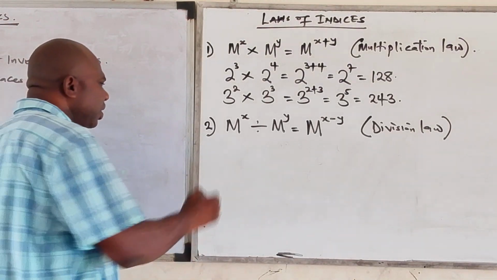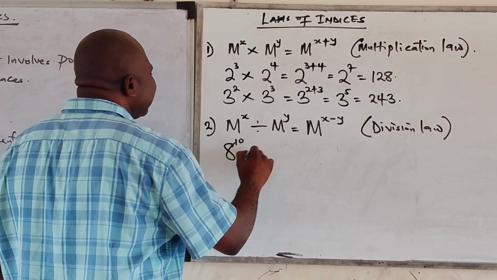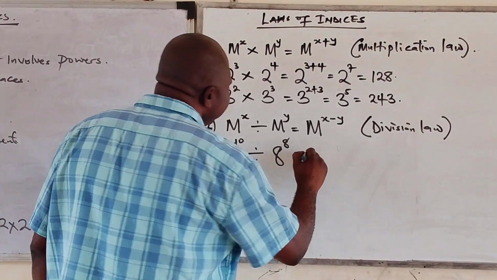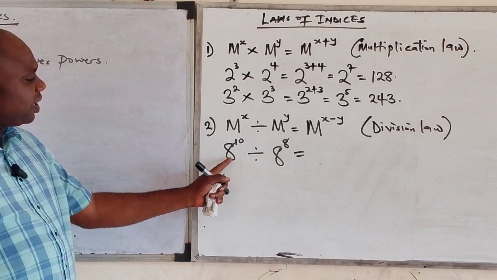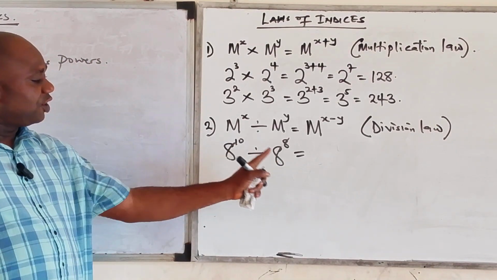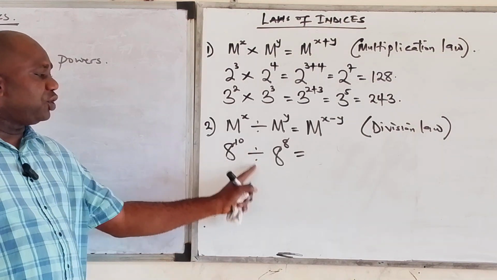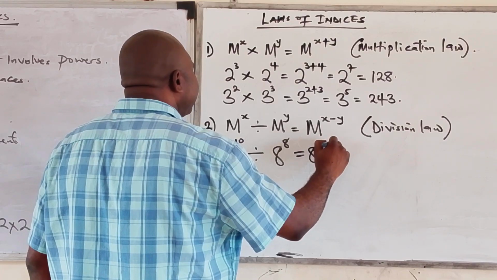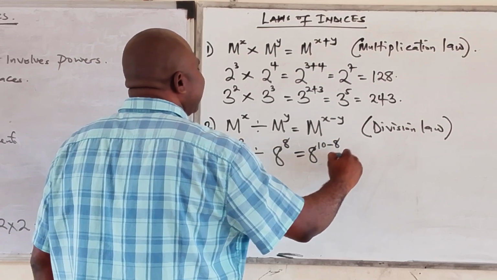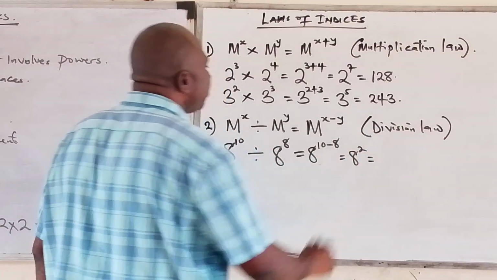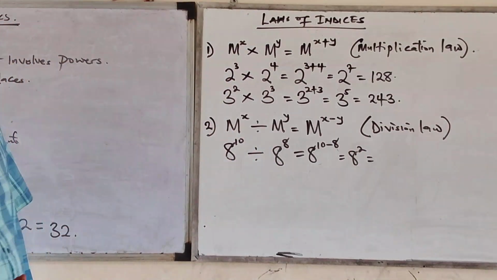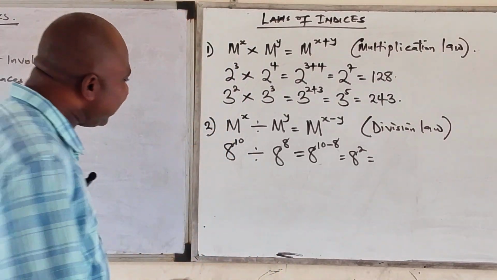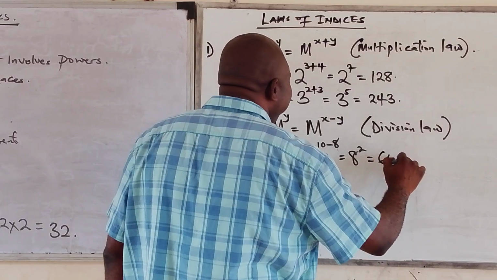Now, example. 8 raised to the power of 10 divided by 8 raised to the power of 8. Looking at this, you will discover that the bases are equal. We have 8 as the base, 8 as the base, and the operation is division, so we are subtracting the powers. So we have 8 raised to the power of 10 minus 8, and that will give us 8 power 2. And of course, 8 raised to the power of 2 is 8 times 8, which is 64.